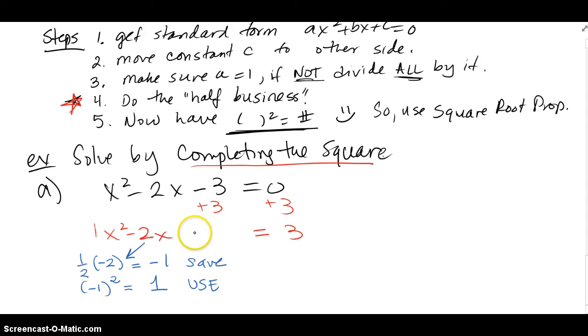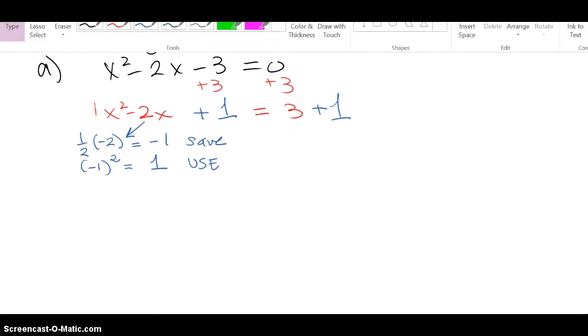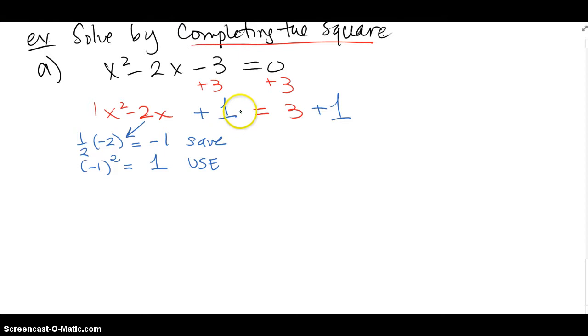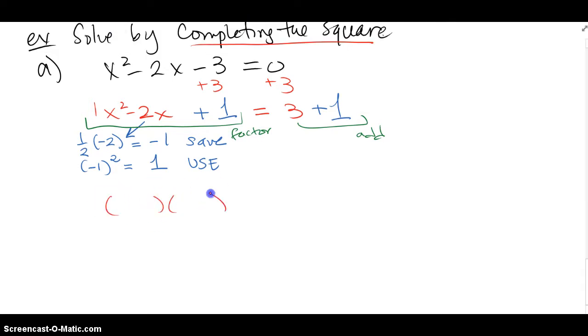How do you use it? You add the 1 on the left, and whatever you do to the left, you must do to the right. So you add the 1 to the right as well. Now once you do that, you're going to factor the left side. And you're going to add the stuff on the right side. So you're going to get x, and then -1, -1 to get the -2x in the middle. So you made a trinomial that's definitely factorable, equals 4.